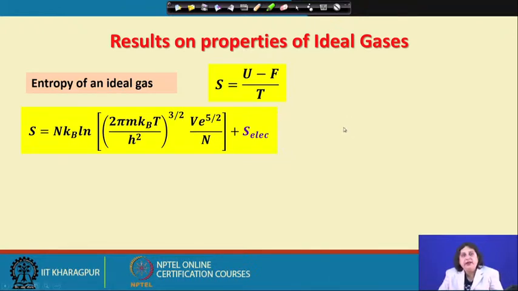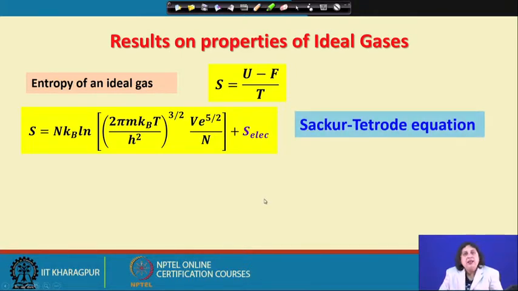And here what we find is this S electronic. This is a term which is a correction to the big term that you see here, that depends on the underlying electronic structure of the atom. As you can see, all the terms appearing here are connected to Q trans, that is, they are connected to the contribution to entropy from the translational motion of the atom in the box, and this is the contribution from the underlying electronic structure. And this equation is known as the Sackur-Tetrode equation.